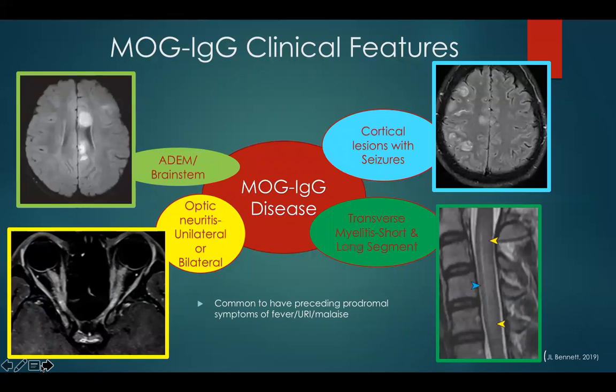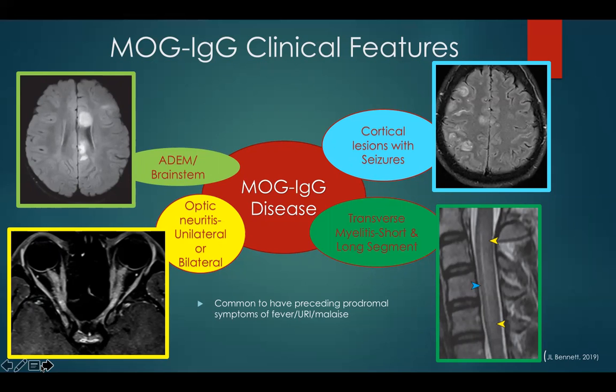So the clinical features of anti-MOG definitely mirror NMO, but there are also some things that are different, which we'll highlight here. Patients who present with anti-MOG commonly have a preceding viral prodrome of fever, upper respiratory tract symptoms, or malaise. The most common symptom is optic neuritis, which can be unilateral or bilateral. This is then followed by transverse myelitis.